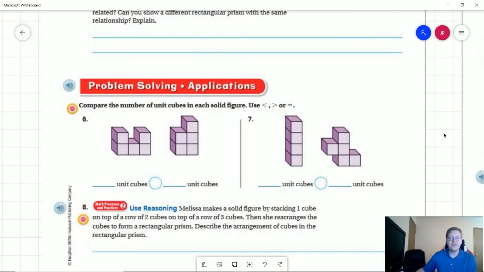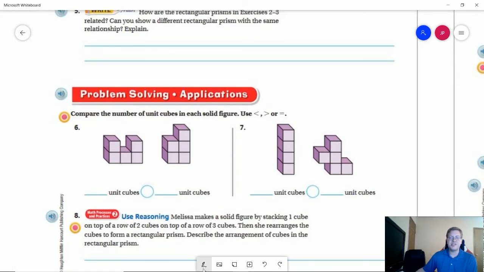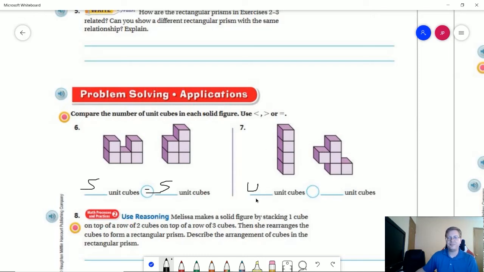For problem solving, I'll take a look at number 6 and number 7 real quick. So number 6, we have 5 unit cubes here, we have 5 unit cubes here. So even though they look a little bit different, we are going to be equal for that. Actually, I'm going to uncircle that real quick. And then for number 7, we have 4 on this side. We have 5 on this side, and so that would be less than.